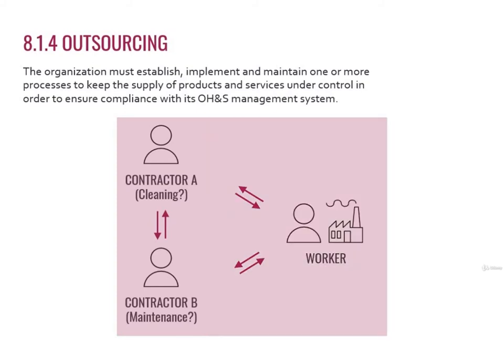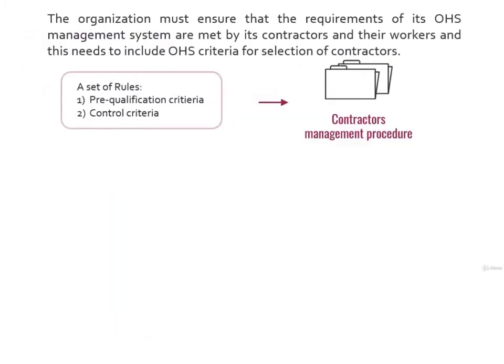If you think about it, this is just the logical consequence of the mindset of the 45001 that wanted us to think of how a company could influence the OH&S of all the relevant interested parties, and of course, how they could influence the company's OH&S. So, how can we tackle these kinds of problems? The organization must ensure that the requirements of its OH&S management system are met by its contractors and their workers, and this needs to include OH&S criteria for selection of contractors.